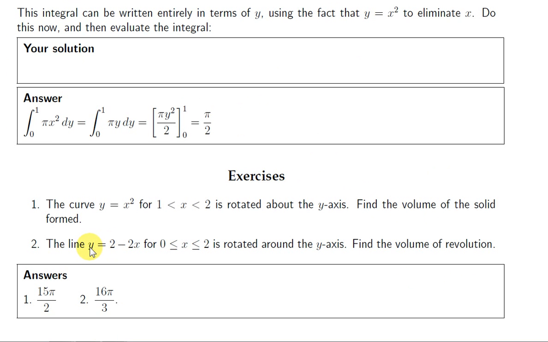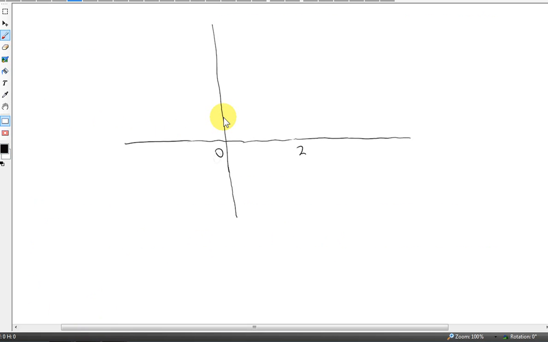Let's do one more example. Suppose we want to rotate the line y equals 2 minus 2x around the y-axis for x between 0 and 2. We can see that when x is 0, y is 2. So the y-intercept of this line is at plus 2. The slope, the coefficient of x, is minus 2. So the y-intercept is somewhere up here. And the slope is minus 2.